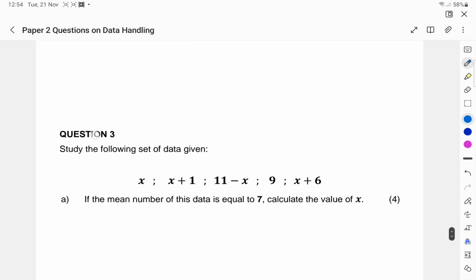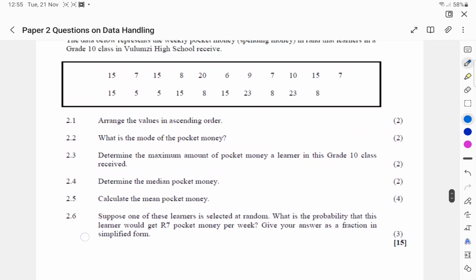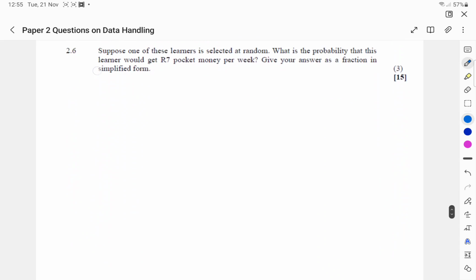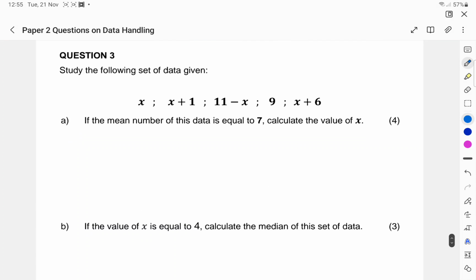This last question is quite a harder one, which I want to get to. This is just another question that I took actually from a state paper. So the data below represents the weekly pocket money, spending money in Rand, that learners in a grade 10 class at Volumzi High School receive. Okay, so I'm not going to do everything here with you. You are welcome to look through that. I just don't want to make the video too long, and I want to explain the very last question, which is a higher order question, a very hard type question. But I'm sure you can do this. So let's have a look at it together.